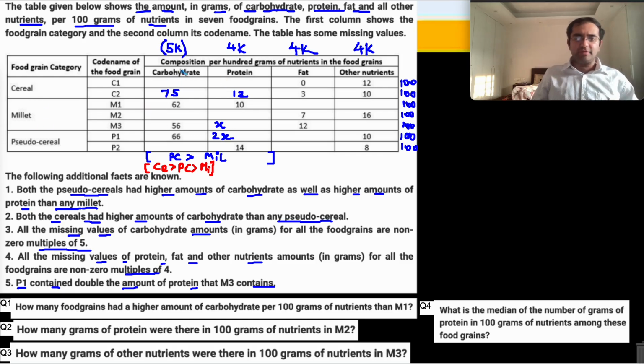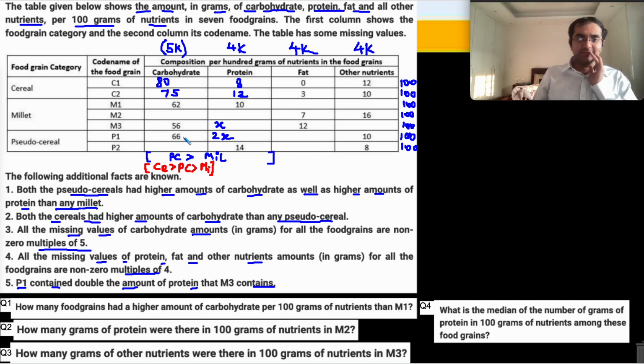Because we need a multiple of 5 and a multiple of 4, I get 80 and 8, and there is no other possible value. So in the blue color, in the carbohydrate section, cereal more than pseudo-cereal is something we have been able to use.